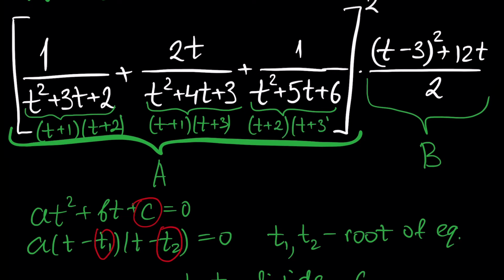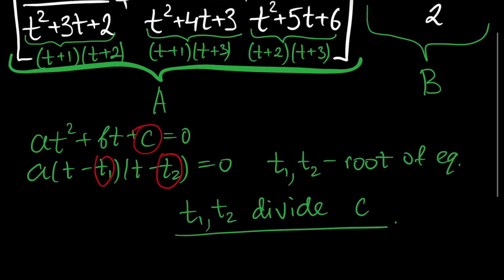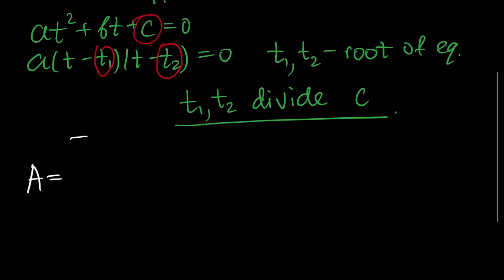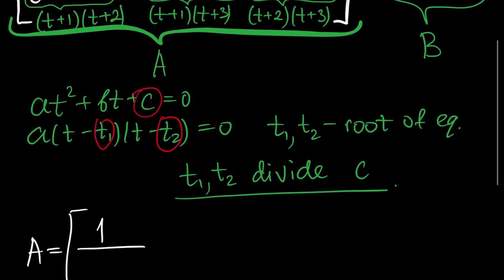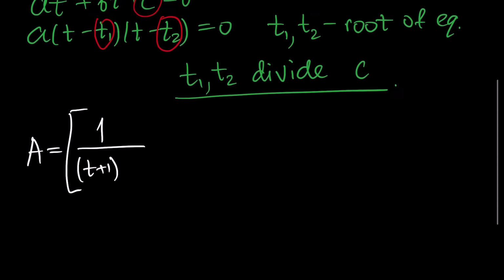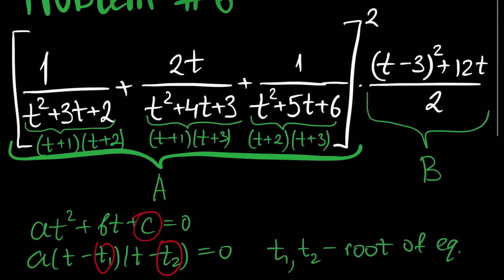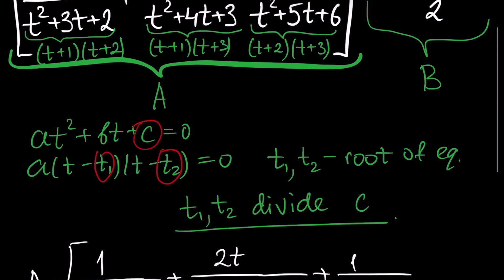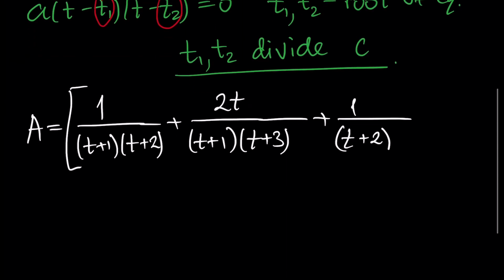Using this, we can rewrite our A as A is equal to 1 divided by t plus 1 times t plus 2, plus 2t divided by t plus 1 times t plus 3, plus 1 divided by t plus 2 times t plus 3, all multiplied by the squared term.